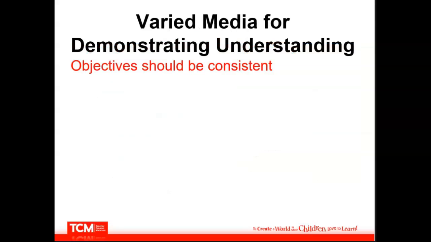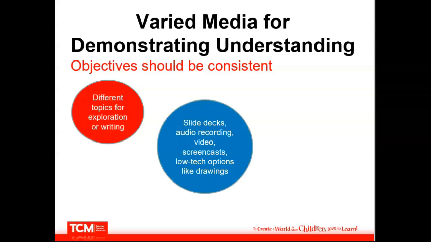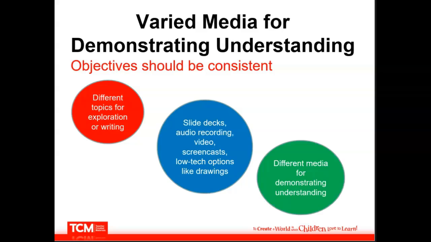A quite simple way to include student choice is to allow for submissions of various media. Students may be permitted to explore different topics to research or present or write about. They might be able to submit their findings using slide decks, audio recordings, videos, screencasts, or by completing low-tech projects or drawings. Of course, the objectives should be the same for each type of submission, but student choice supports student learning and engagement, and in our digital classrooms, we have a wide range of options.